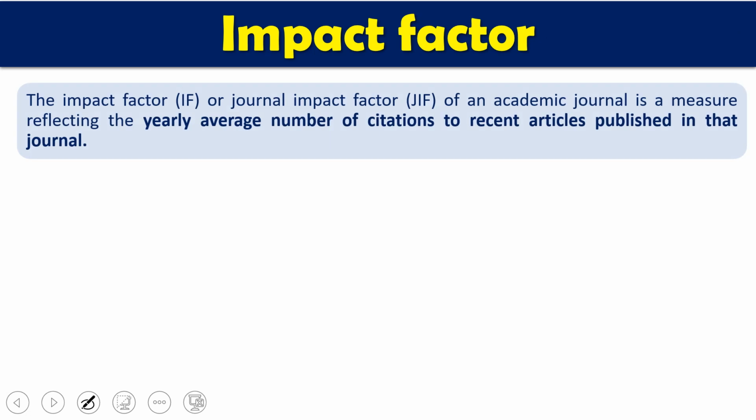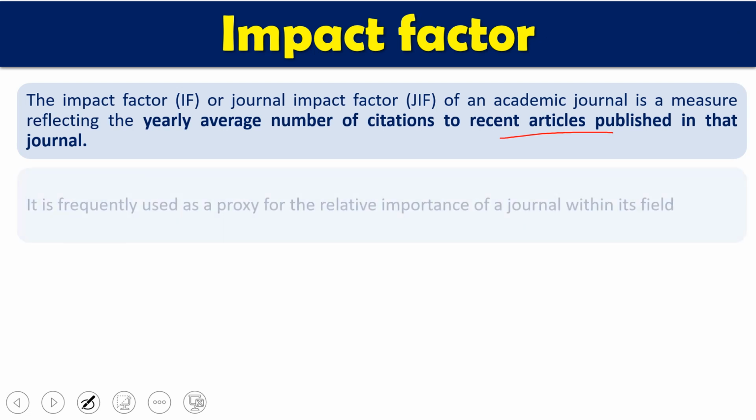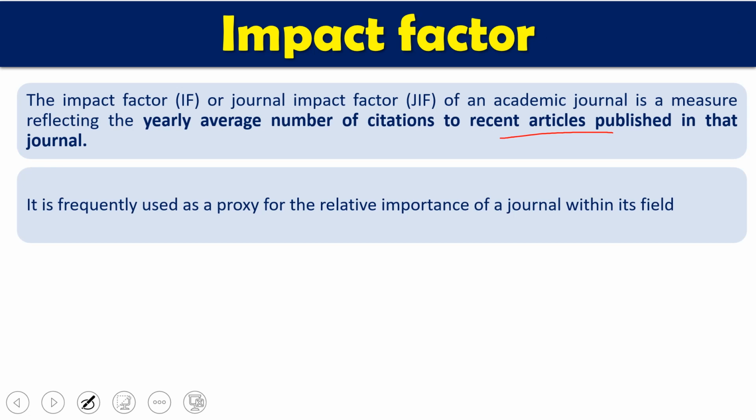This impact factor, which we also call journal impact factor, JIF or IF, is normally for any academic journal, and it is a measure which reflects the yearly average number of citations to recent articles published in that particular journal. So it is a quality measure of a journal. When we talk about matrices, there are two types. One is journal matrices, which is the quality of journals, and the second is author matrices, which normally tell you about the authors. So impact factor is a journal matrix which gives you the quality of the journal.